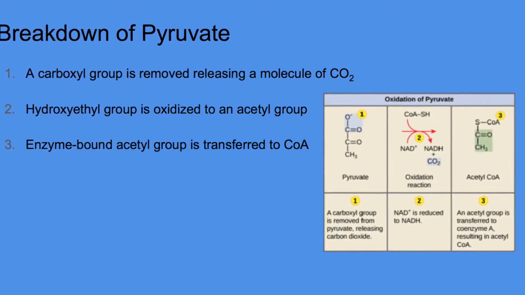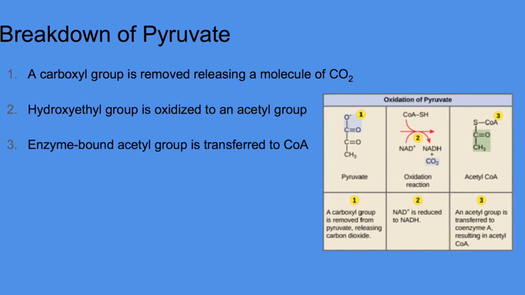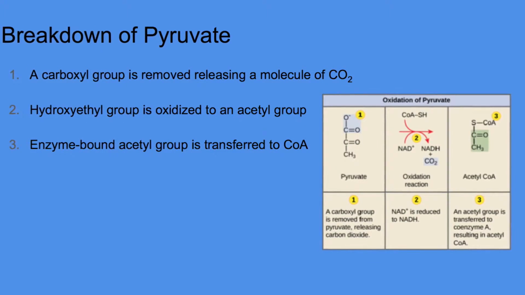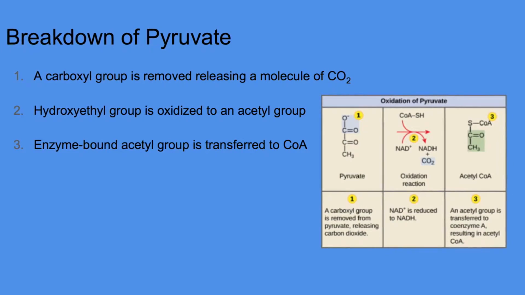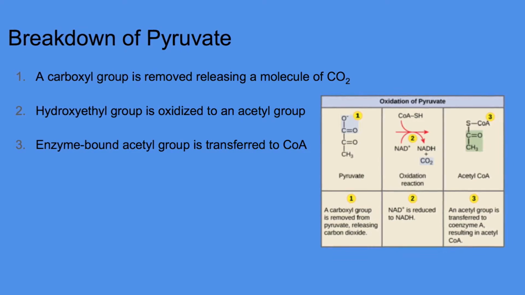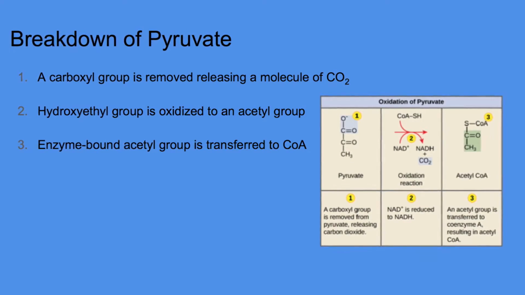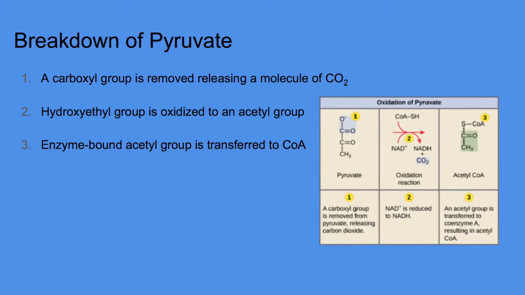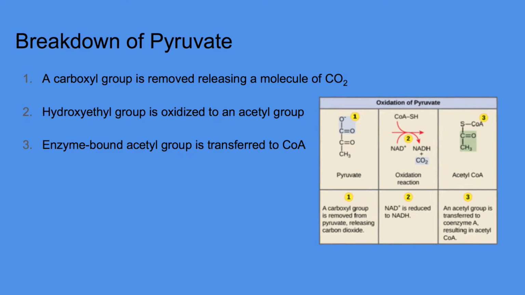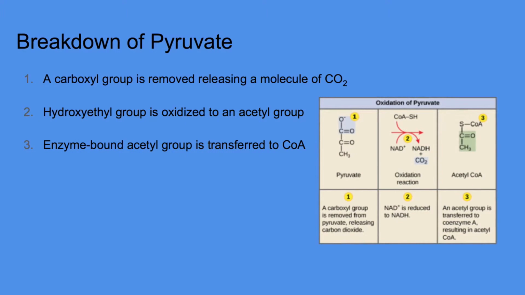Step 2. The hydroxyethyl group is then oxidized to an acetyl group. Electrons are picked up by NAD+, making NADH. The high-energy electrons from NADH will be used to generate ATP. Step 3. The enzyme-bound acetyl group is transferred to coenzyme A, and this produces acetyl coenzyme A.